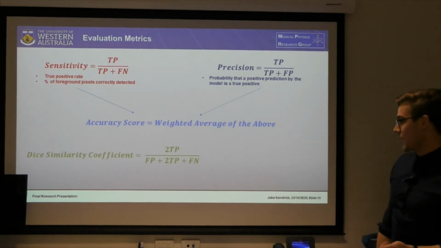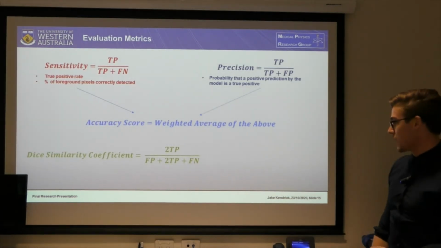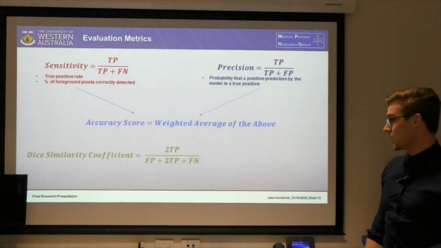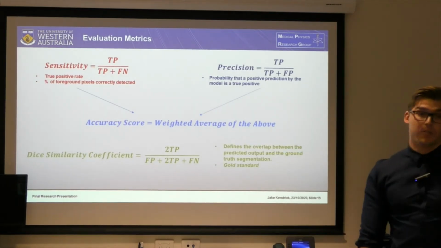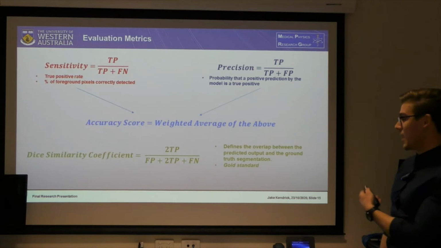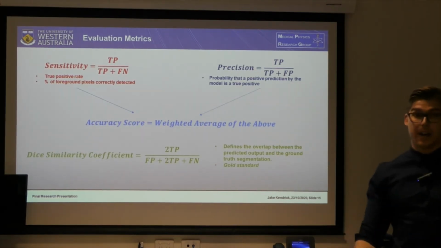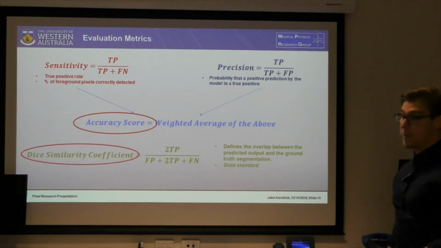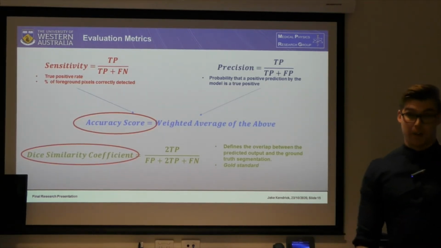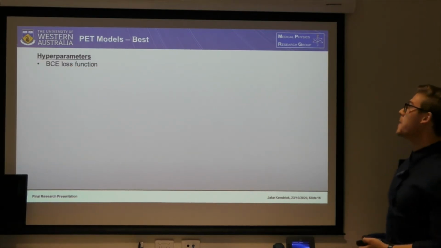We also have the gold standard evaluation metric, which is used ubiquitously throughout the biomedical image segmentation field, the dice similarity coefficient, defining the overlap between our predicted output and the ground truth segmentation. And like I said, that's really the gold standard in the literature at the moment. It's used basically ubiquitously. But these 2 metrics going forward will be the primary evaluation metrics. So we'll go through the results one at a time.